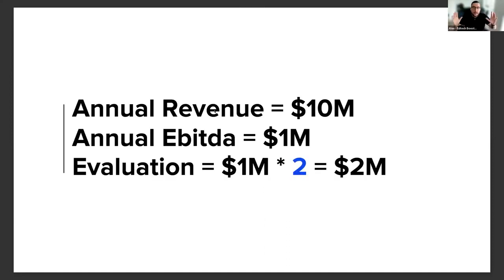So let's have an example. If you have a classical business, not a startup with fast growing capitalization, you have a classical business. Let's say you have an annual revenue of 10 million.